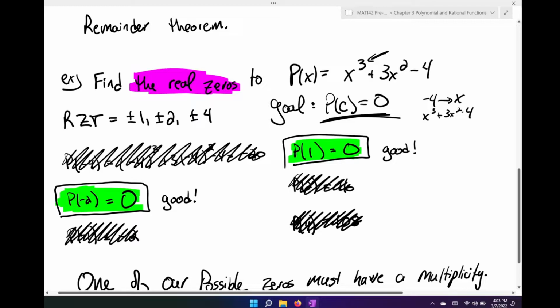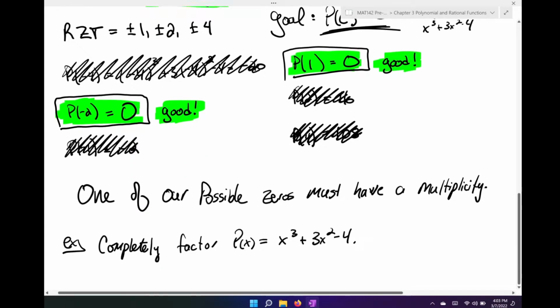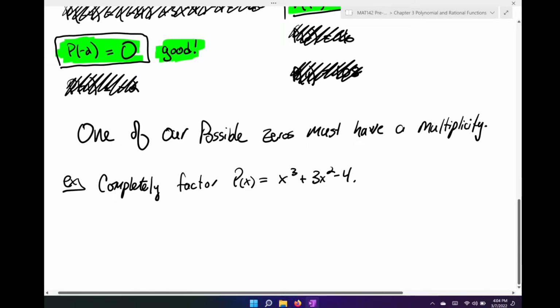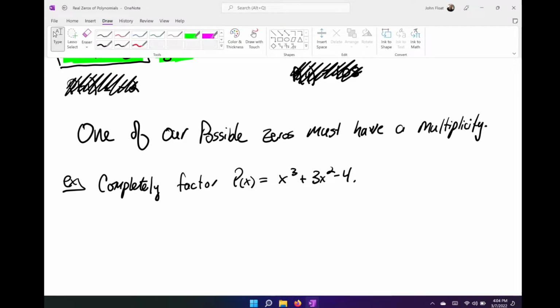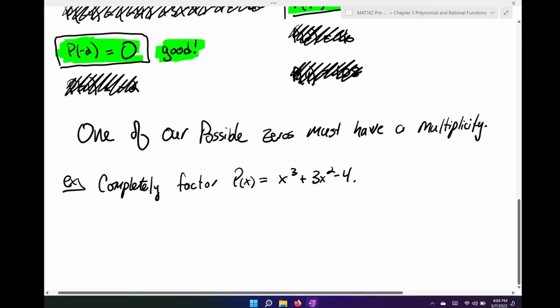We used the information from the previous example and the rational root theorem. And what we found was P of negative 2 equals 0, which was good, and then P of 1 equals 0, which was also good. This example tells me to completely factor P of x. Now, we know one of our zeros from the previous example has to have a multiplicity.